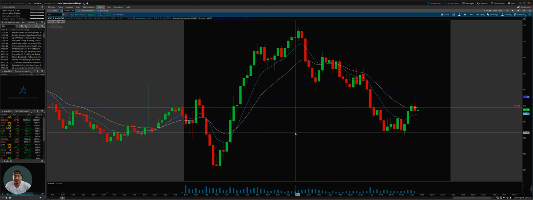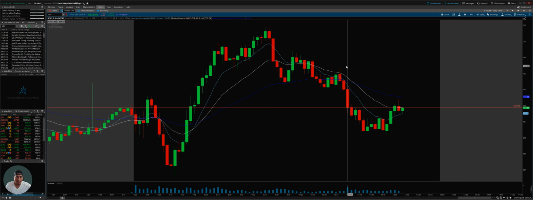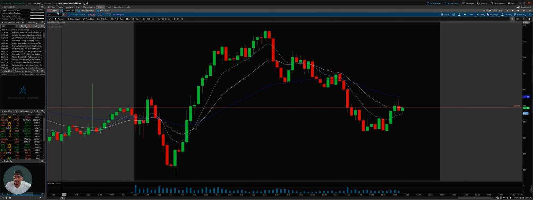So those are the exponential moving averages. I use the 9 EMA, the 20 EMA, and the 50 EMA. I also use support and resistance, key levels. All right. The last thing that I use is something really, really simple.